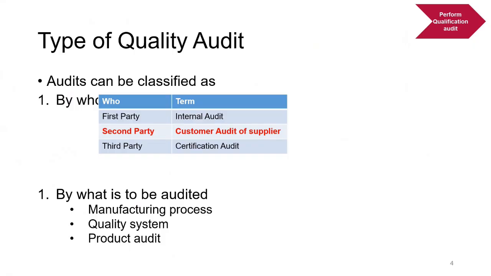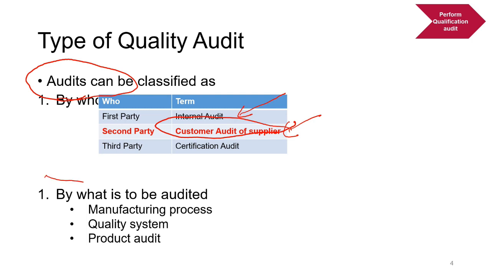Let's understand a little bit more of quality audit. Audits can be classified by who does the audit. There are three parties that could conduct an audit. First is known as first party internal audit, second party customers audit of a supplier, which is our point of interest, and the third party audit, which is done by a certification body.